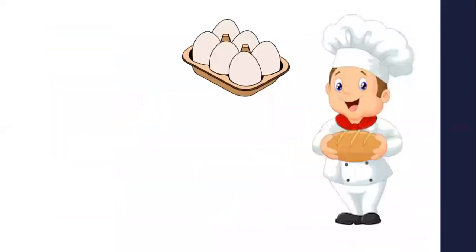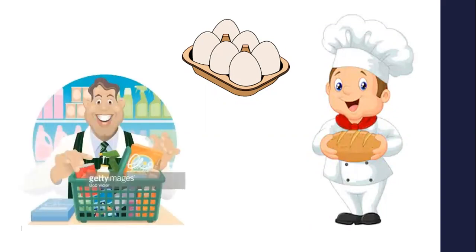Let's listen to the third scenario. The baker has a large order for a party he has to complete. He is running low on eggs and needs more to finish his baking. Who should he call? Try to think. Wow, amazing! He should call the grocer. Excellent! To buy eggs. Let's listen to the final scenario.